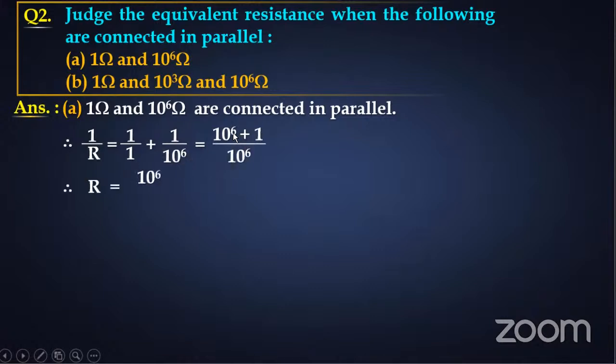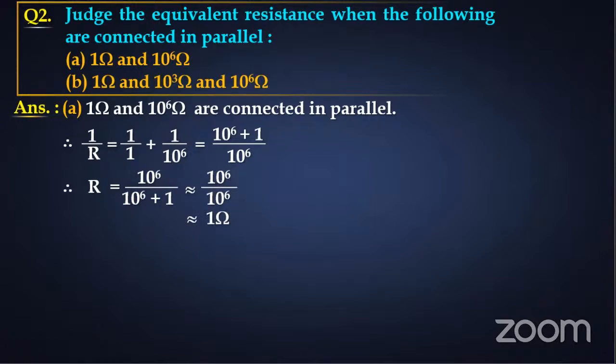So how much are you getting? 10 power 6 plus 1 is again almost 10 power 6 only. There is not much difference. So 10 power 6 by 10 power 6 plus 1, the same answer. Here it is in 1 by R form, and here it is in the reverse form, equivalent resistance form. So you will get the same value, approximately 10 power 6 by 10 power 6. So almost how much?